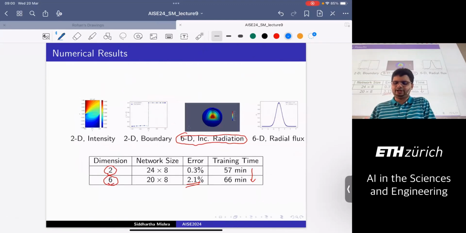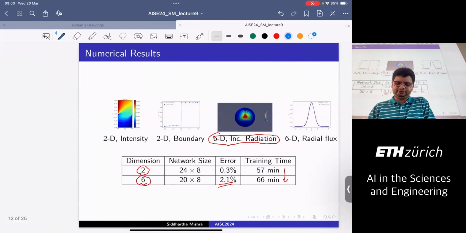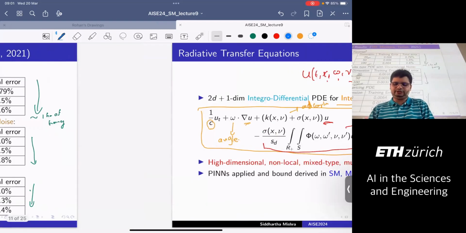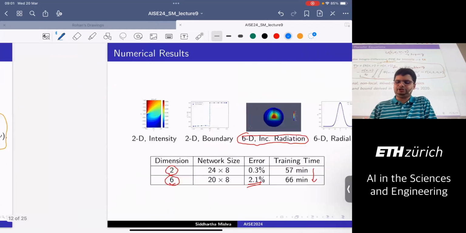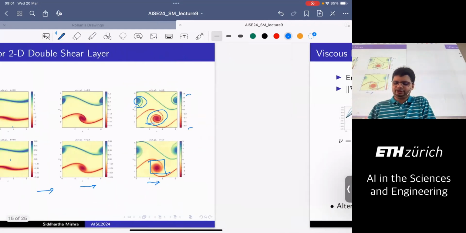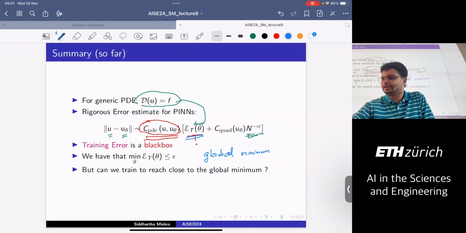Otherwise, how would we get 2% error? You also saw for these problems that the training error could be made fairly small. In fact, even in 100 dimensions, you would have training errors like 10 to the power minus 3. So in those problems you could see that, but can this be done in general? This is still a challenge. And after the break, let's take a break now.